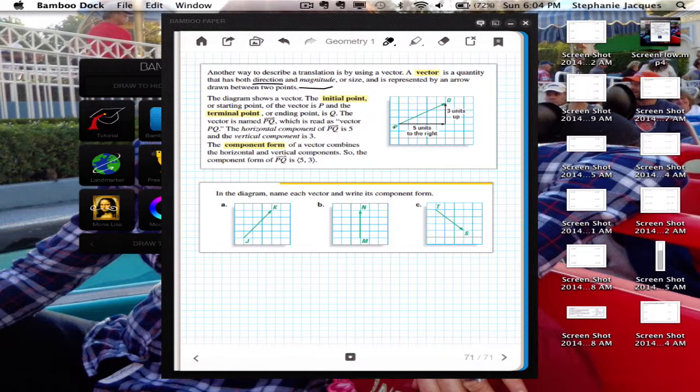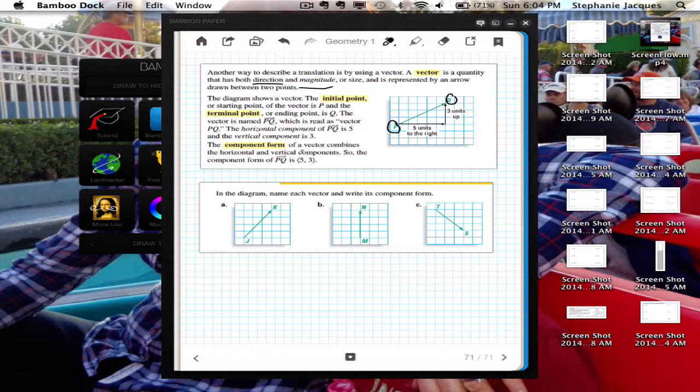The initial point, the starting point, is P. And the terminal point, the ending point, is Q, because that's where the arrow points to. The vector is named PQ with an arrow over it. Kind of looks like a ray, which is read as vector PQ. The horizontal component of vector PQ is 5. So horizontal means you're moving right down here. And then the vertical component of vector PQ is 3.